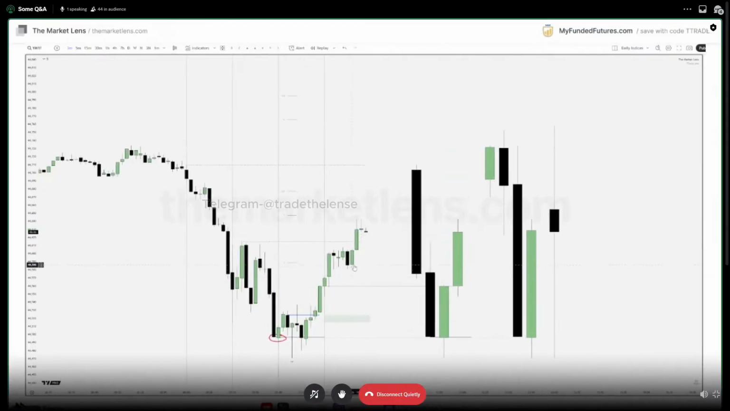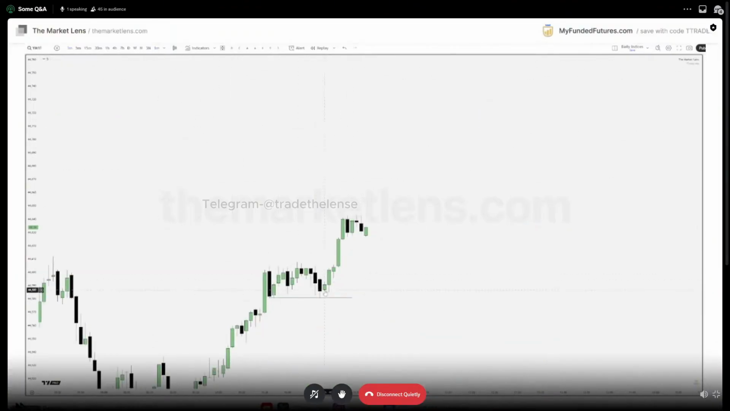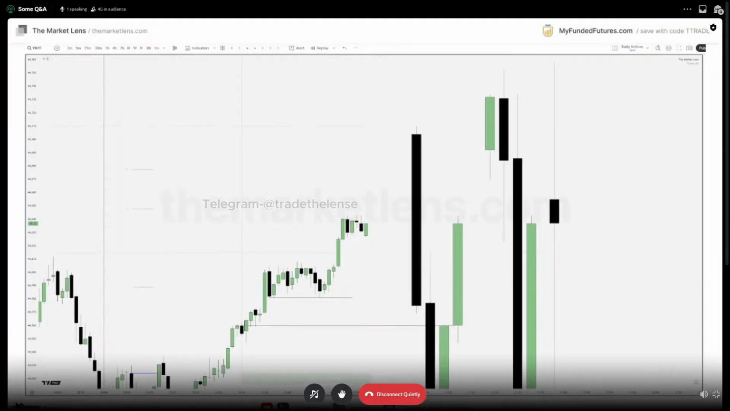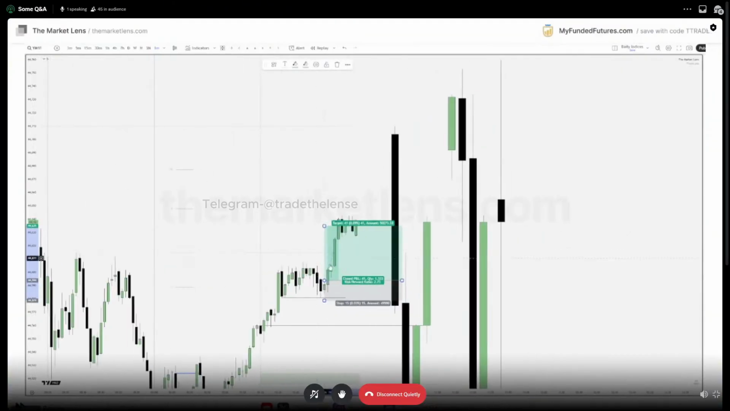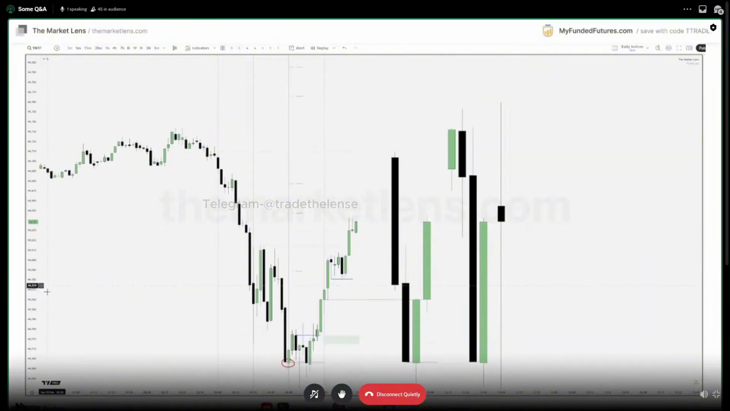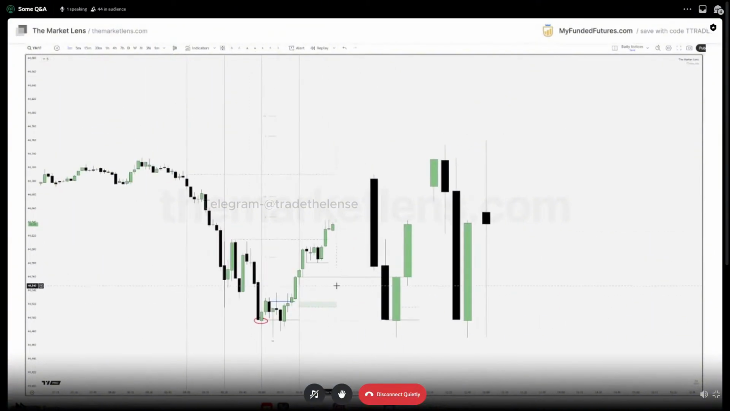So with that, could you trade in here? Sure. It's just, is that equal lows? If it didn't form equal lows, then you could trade that long. Like if it would have just swept the low, then that makes sense. But that's like just trying to search for something. I don't know. It's not the cleanest structure.